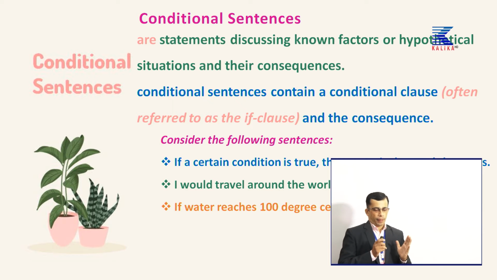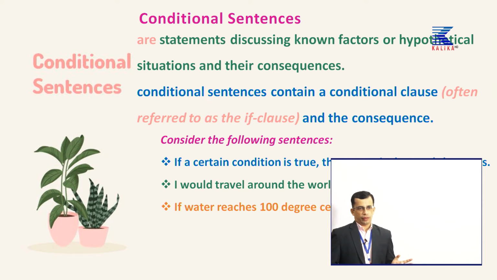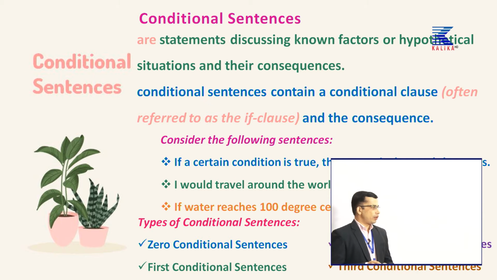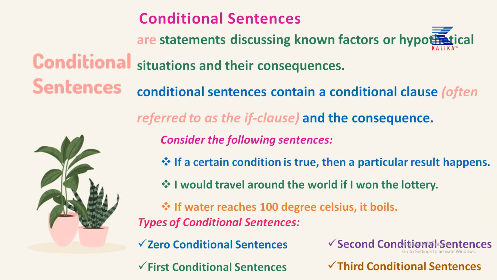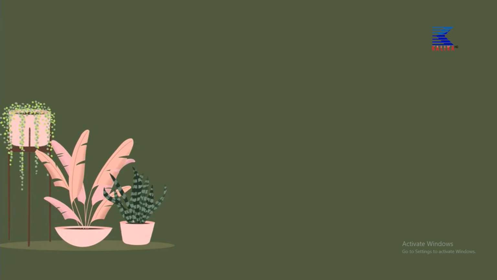So about its structure, let's have a view of another slide. Before we move to that, types of conditional sentences: zero conditional, type 1 or first conditional, type 2 or second conditional, type 3 or third conditional sentences. Generally it's been divided into 4 types, right? You can see here.